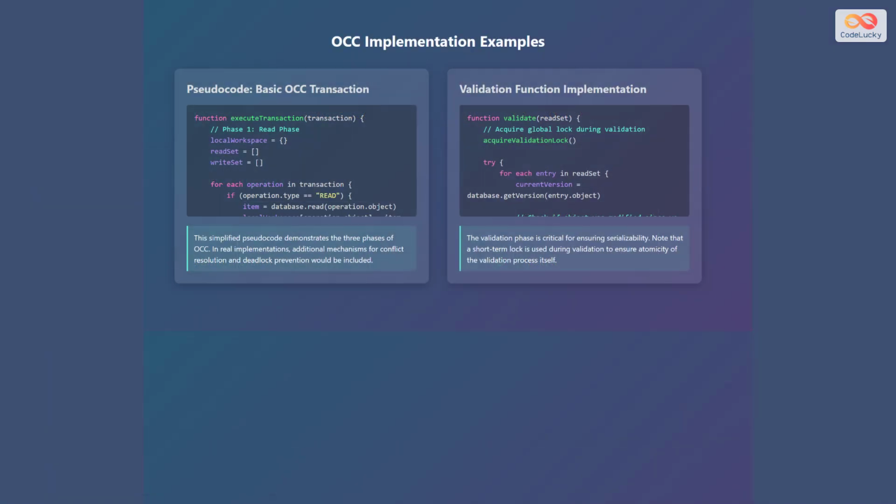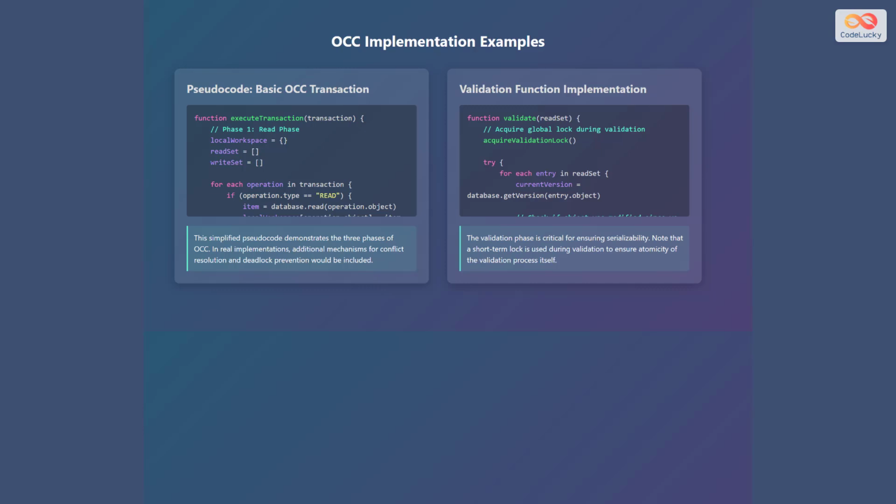Now let's examine some implementation examples of optimistic concurrency control through pseudocode. First, here's a basic OCC transaction. The function execute_transaction takes a transaction as input. In phase 1, the read phase, a local workspace is initialized along with an empty read set and write set. For each operation in the transaction, if the operation type is read, the item is read from the database, stored in the local workspace, and added to the read set with its object and version.